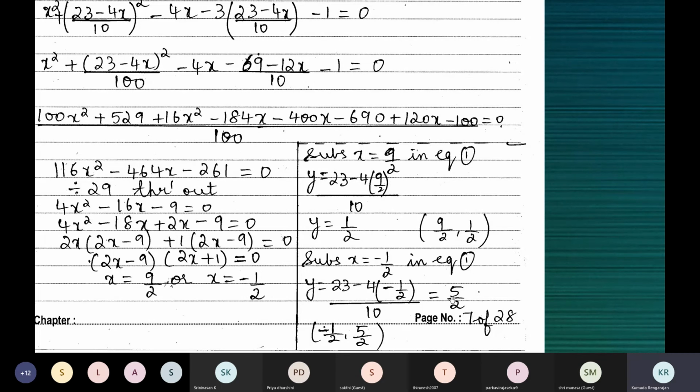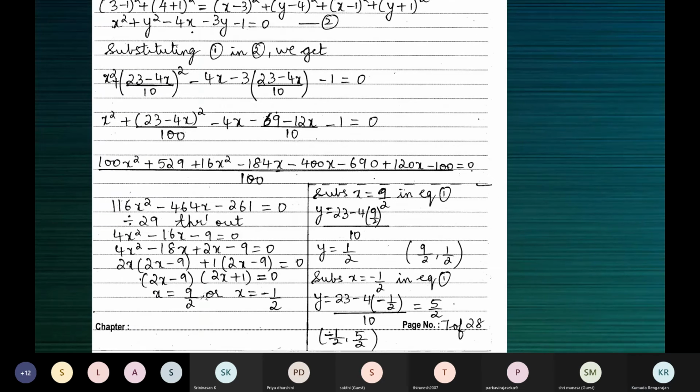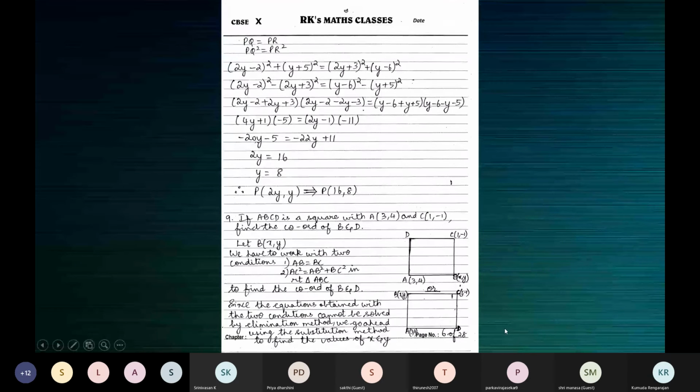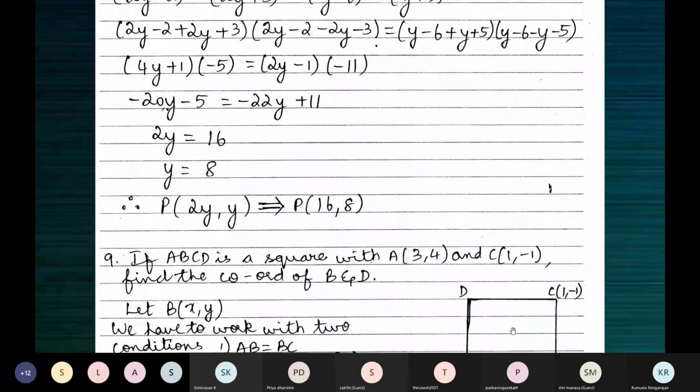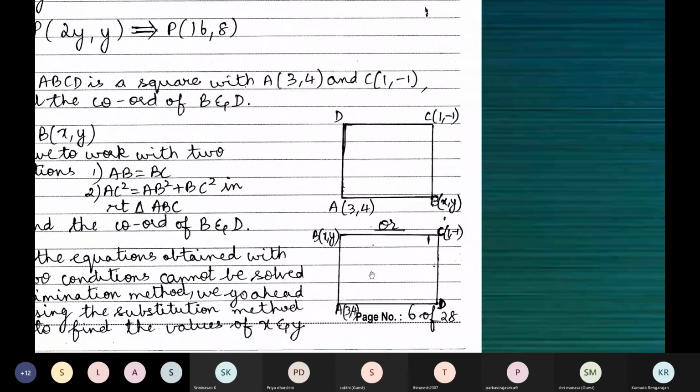So we get two sets. X comma y is for B. B is getting two addresses. So B can be here or here, right? B can be located here or here. That's why you're getting two addresses for B. B can be here, like in this figure, or B can be here, like in this figure. So we get two addresses for B.